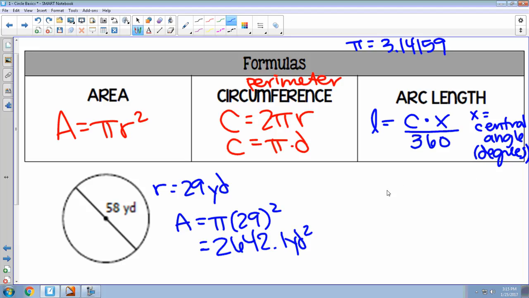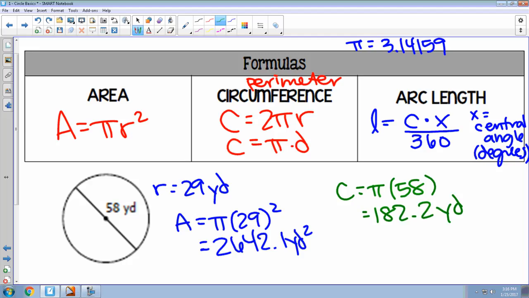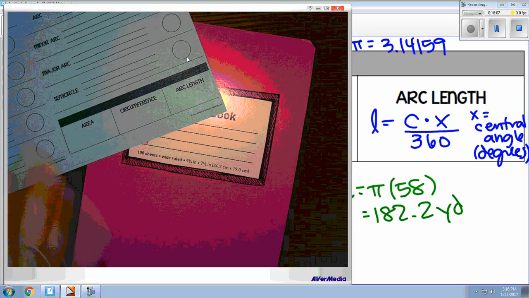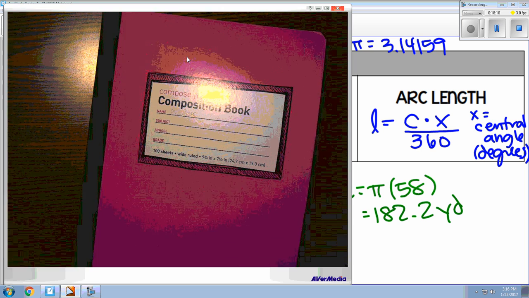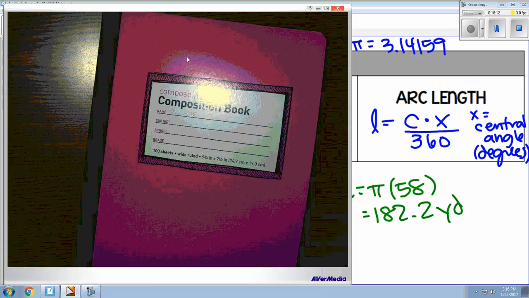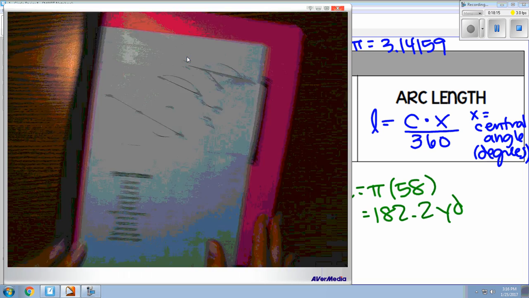Okay, if we wanted to do circumference, you can use either the radius or the diameter to calculate it. Circumference is going to be pi times 58, which is going to be 182.2 yards. Okay, so make sure you have both of those. Once you have that filled in, shift it back over to my other screen. You're going to fold your paper in half. Just like this, and we're going to fill in examples on here.